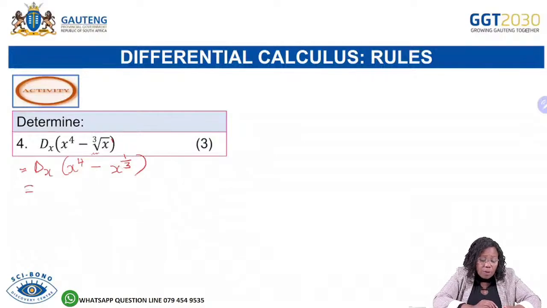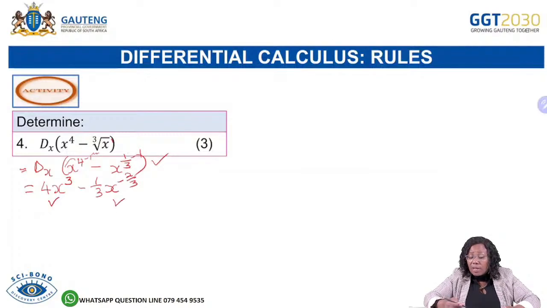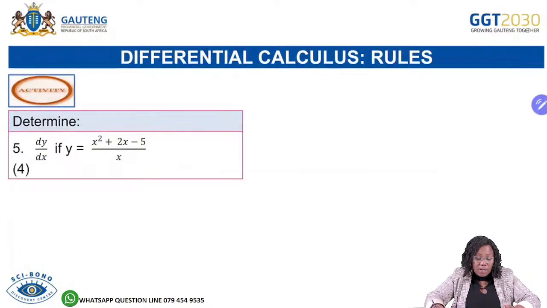And then now, can we derive? Yes, dx will disappear, and then it will be 4 times 1, which is 4x to the power 4 minus 1, which is 3. Then 1/3 times negative 1 is negative 1/3, and then from 1/3 we subtract 1, that will be x to the power minus 2 over 3. So it's the first mark for getting rid of the root sign, of the cube root sign, and then the second mark for the derivative, and the third mark for the correct derivative, grade 12.